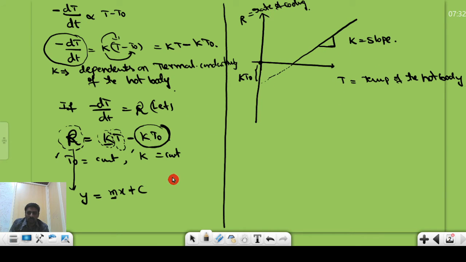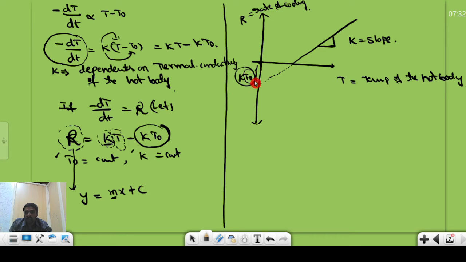So we understand that if you draw a graph of the rate of cooling against the temperature of the hot body, it is a straight line which has a positive slope. If the straight line intersects the negative coordinate of the y axis, then it will provide the magnitude of k into T naught. From this information we can extract the constant parameter of the material, k.